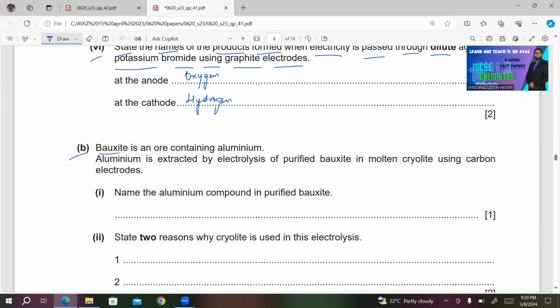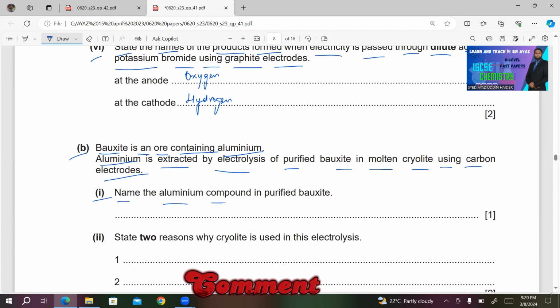B. Bauxite is an ore containing aluminium. Aluminium is extracted by electrolysis of purified bauxite in molten cryolite using carbon electrodes. Number 1, name the aluminum compound in purified bauxite. It is aluminum oxide.